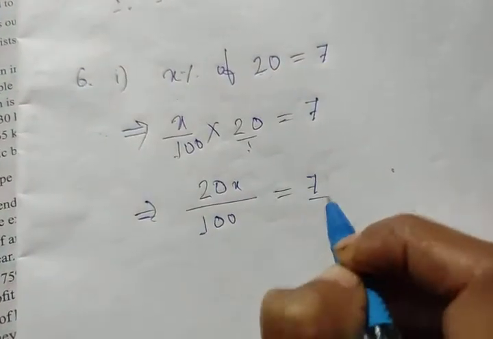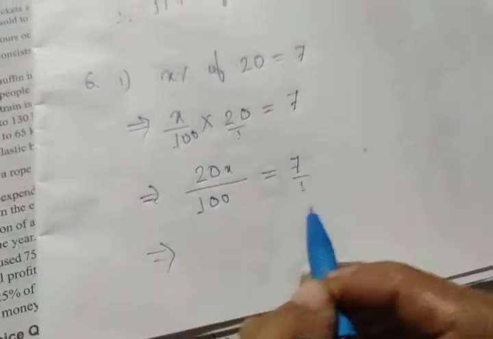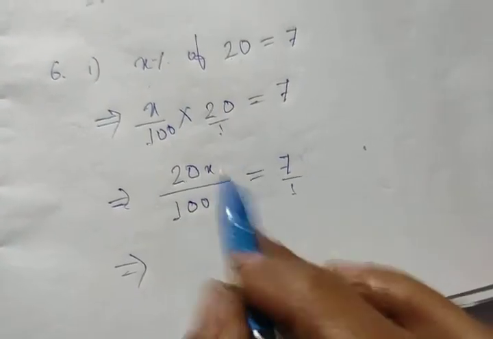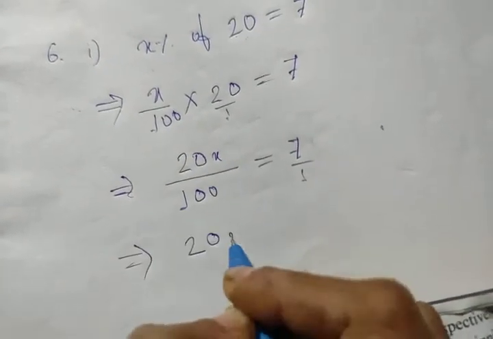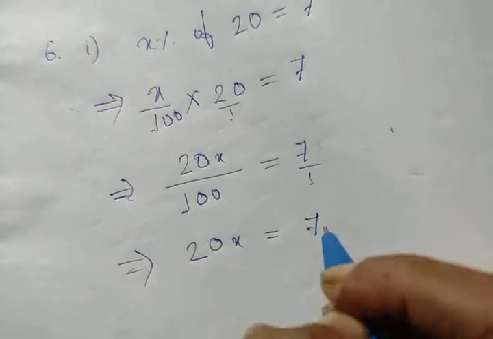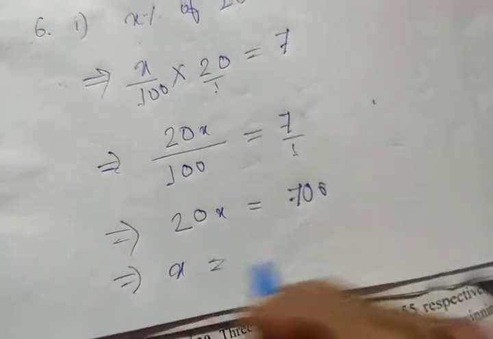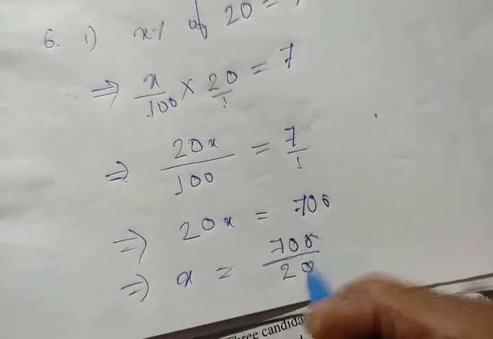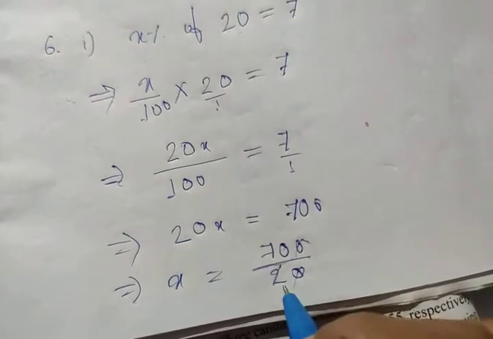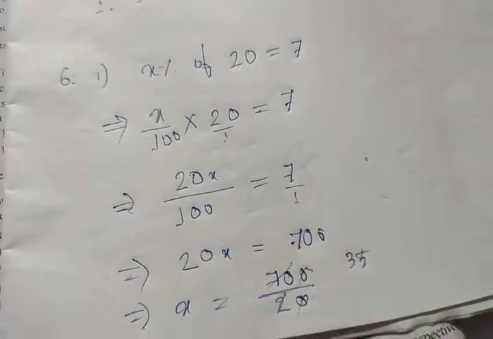Now see, there is no number, that means 1. Now this fraction is equal to this fraction, that means we can cross multiply these two fractions. So 20x into 1, what do we get? 20x is equal to 7 into 100, we'll get 700. Therefore x will be equal to 700 by 20. That means the zeros you can cut. 2 threes are 6, 2 fives are 10. That means 35%. Answer is 35%.